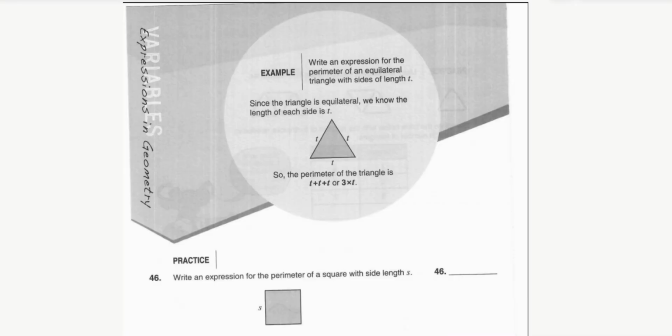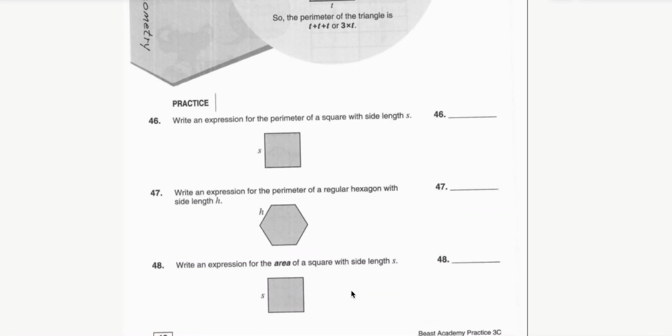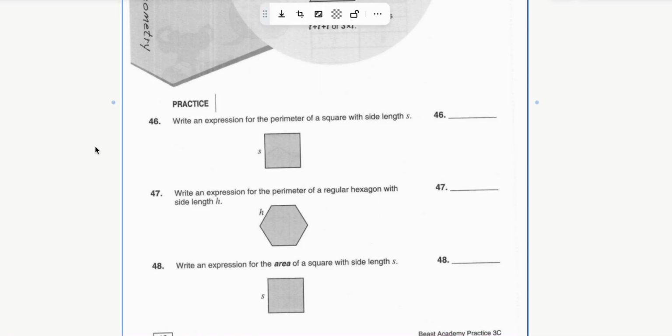Expressions in geometry. So for this example, we have to write an expression for the perimeter of an equilateral triangle with side lengths of t. Since the triangle is equilateral, we know that the length of each side is t, so the perimeter will be 3 times t. 46, we have to write an expression for the perimeter of a square with a side length of s. The four sides of a square are the same length. So to find the perimeter of a square, we have to add the side length 4 times. So the perimeter of a square with side lengths of s is 4 times s.